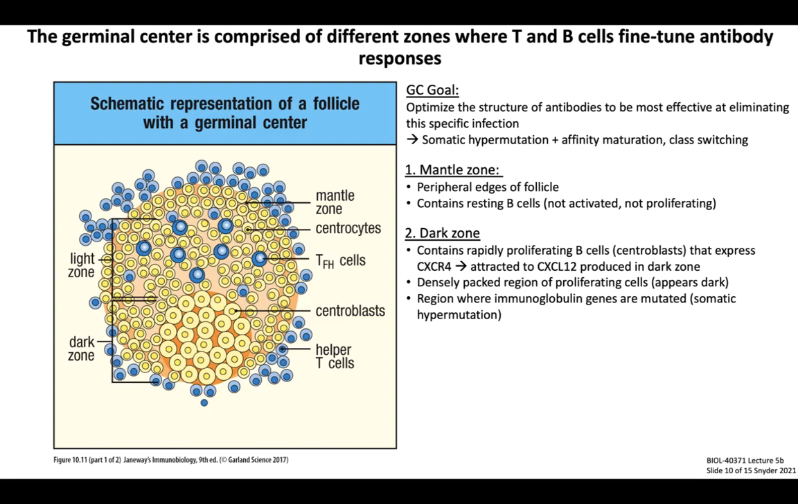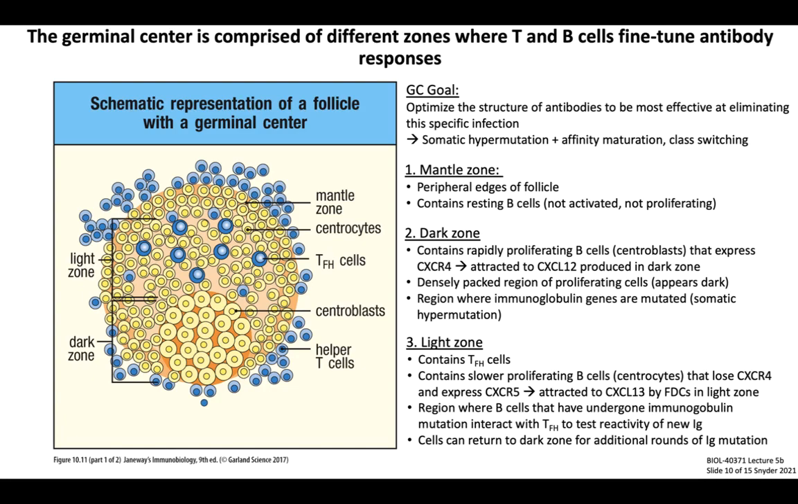The dark zone of the GC is named because it appears darker by microscopy, and this is due to the fact that it contains a high density of rapidly proliferating B cells called centroblasts. These cells express the chemokine receptor CXCR4, which attracts them to the chemokine CXCL12, which is produced in the dark zone. Importantly, the dark zone is the region of the germinal center where the genes encoding immunoglobulin are mutated, and this is again through the process of somatic hypermutation, which we will discuss in the upcoming slides.